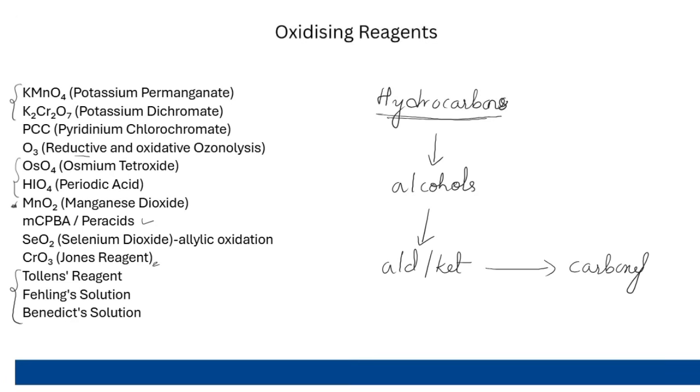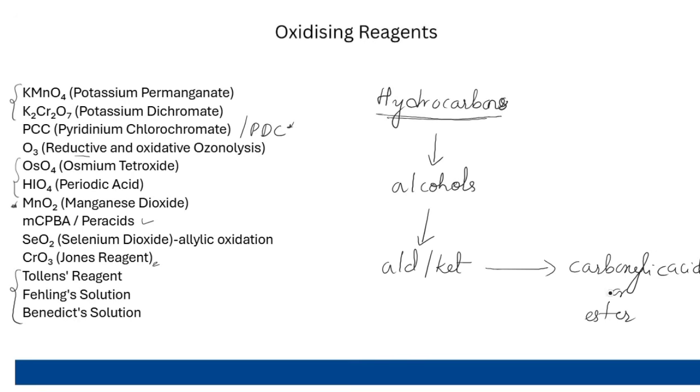In some cases, it can be converted to ester, right? For example, in case of MCPBA. So then what sort of oxidizing reagents are we going to use? Say hydrocarbons to alcohols means mostly it's going to be ozonolysis or maybe HIO4 and OsO4, right? Say alcohols to aldehydes and ketones means what? Like PCC. We also have PDC, pyridinium dichromate. So this is one more additional oxidizing reagent you can remember.